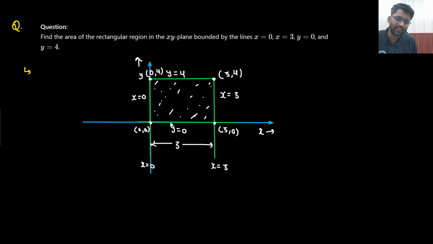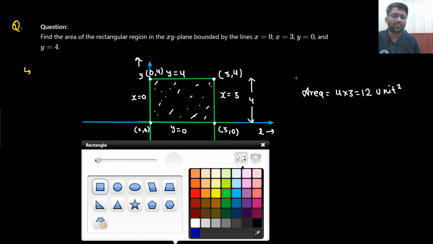And what is the vertical length? From y equals 0 to y equals 4. So this vertical length is 4. Right? So 3 and 4. So what is the area? Area is 4 into 3, that is 12 unit square. That's the area. But sir, this is not how we are supposed to solve.